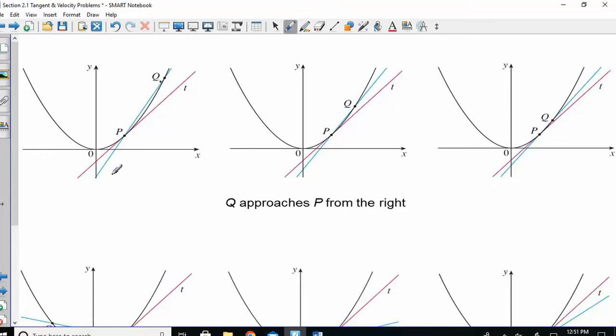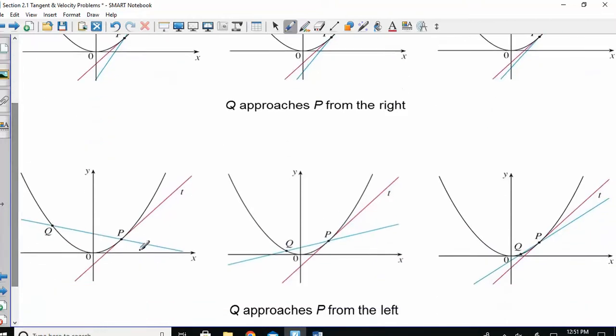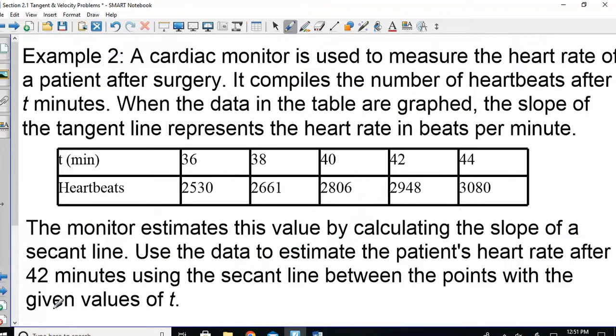And we just made points P and Q, 2 points on the parabola, get closer and closer to one another so that we could approximate that red line. And the closer together P and Q were, the closer that was to the actual tangent line.